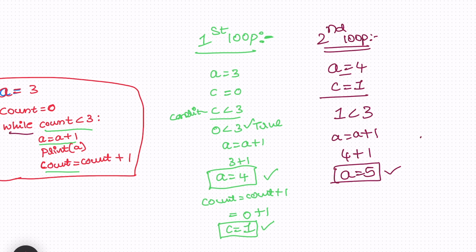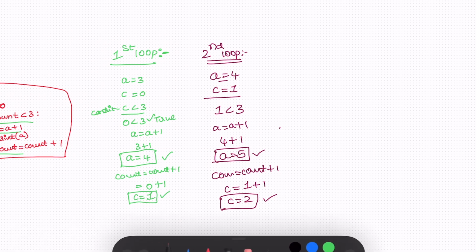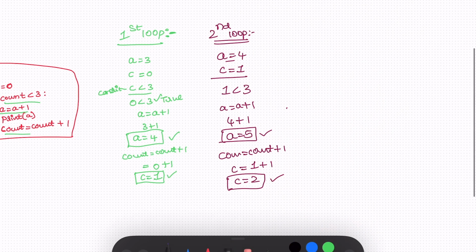And what is the updation thing? We have to update this in the second loop, so that it will go to the third loop again. So count is equal to count plus 1. It means C is equal to 1 plus 1 and C is equal to 2. We have got again 5 and 2. We have got that A value and C value in the second loop also. Now let's take third loop.